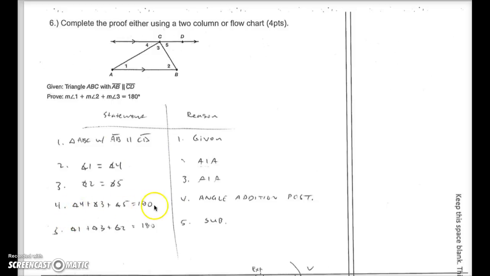So now that you have the angle addition postulate, instead of writing 4, based off this clue up here, you can just write 1. 3 stays the same. Instead of writing 5, you can write 2. So I have 1 plus 3 plus 2 equals 180 degrees, and that's because of the substitution property.